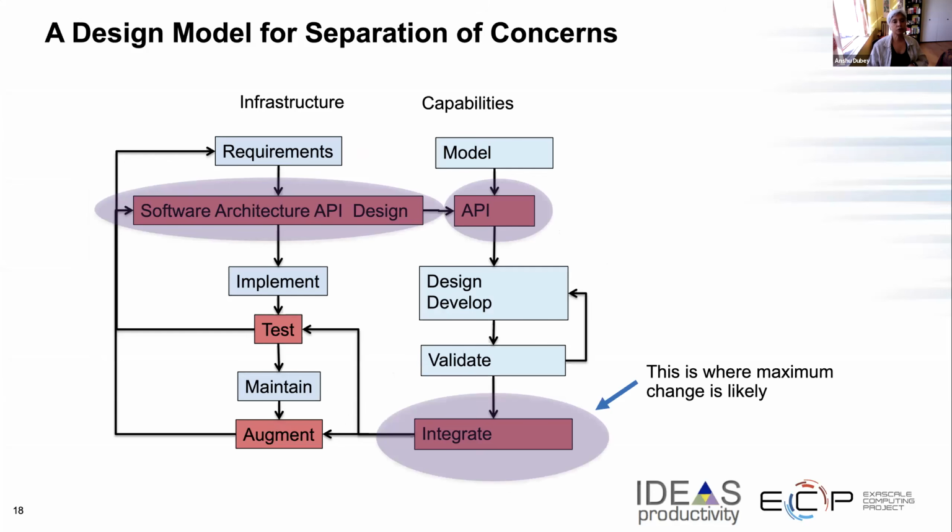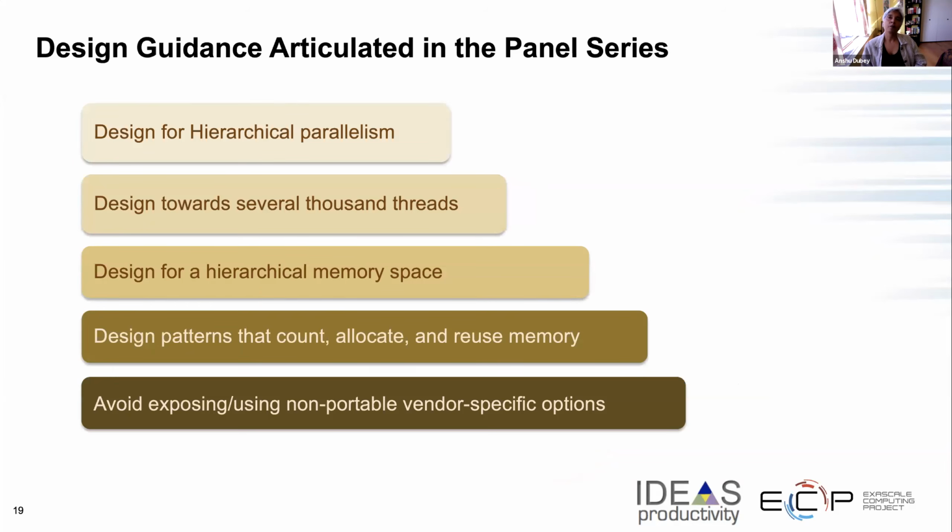So if we go back to the figure that we had about separation of concerns and the design model for separation of concerns, the purple ellipses are shown where the changes are needed, and the most extensive changes are likely to happen in this integration part, because the software architecture and API design needs to be a little bit more intrusive and a little bit more intelligent in the design. And what do I mean?